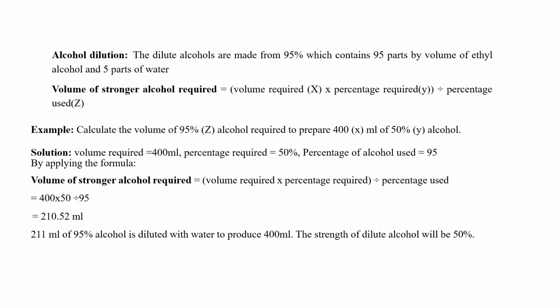So the next important topic from dispensing pharmacy is alcohol dilution. Alcohol dilution is mainly the mathematical portion of dispensing pharmacy. Now, what is alcohol dilution? Diluted alcohol means, for example, 95% is alcohol and the remaining 5% is water. That is alcohol dilution. Here you have to calculate the volume of stronger alcohol required to prepare that percentage.